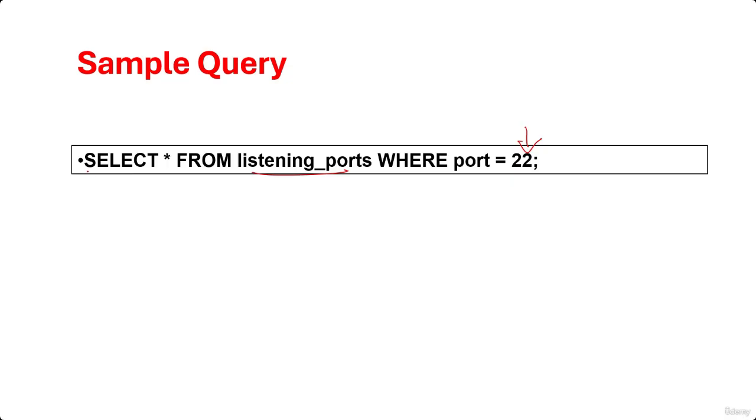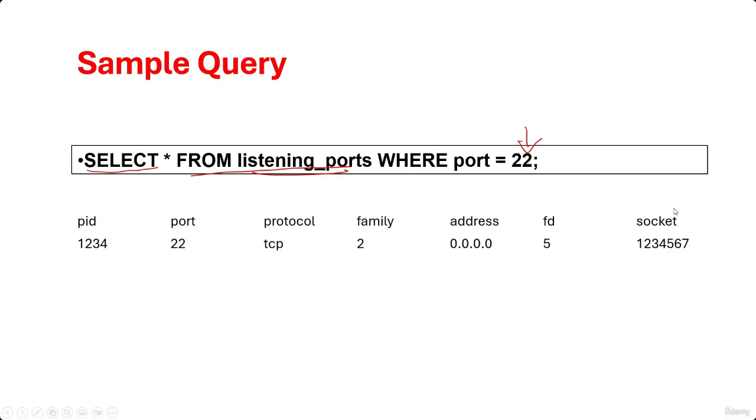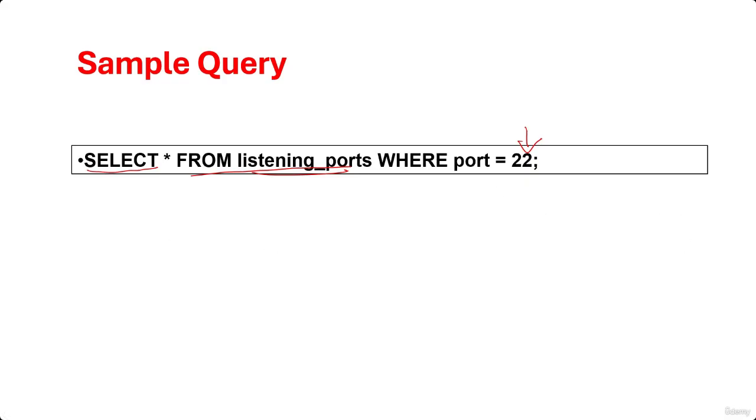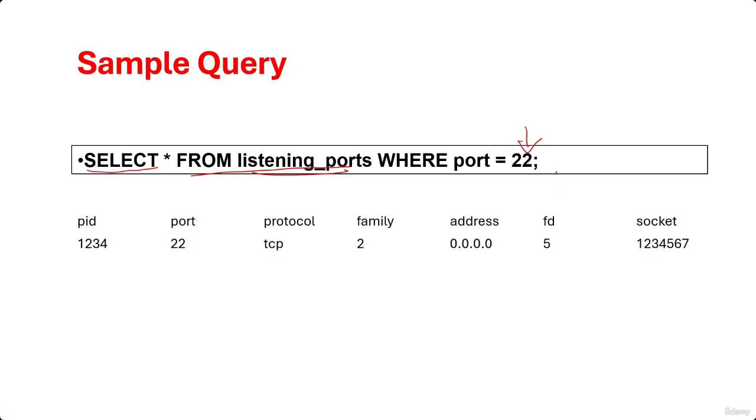In this query, what is SELECT? SELECT tells Osquery to return all available columns from the table. FROM listening_ports means you are querying the listening_ports table, which shows all the processes that are currently listening. And WHERE port = 22 filters the result to only show the processes listening on port 22.